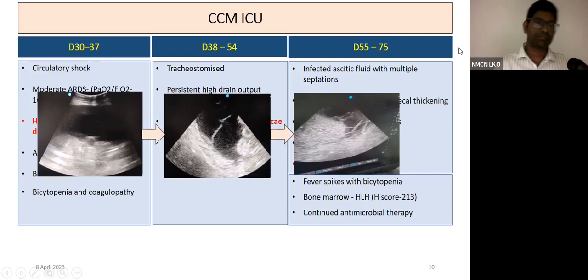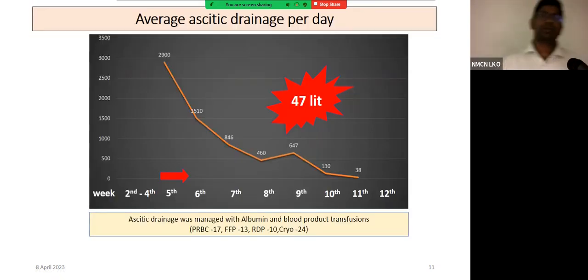Here you can see the ascitic fluid, massive ascites in the initial days of presentation, and gradually as the days progressed, there was an increase in the septations. If you see the average ascitic drainage throughout our hospital course, we couldn't know the exact amount of ascitic drainage during the private hospital stay, but during the ICU CCM stay, almost 2,900 ml per day was drained, which in the initial first week was hemorrhagic. Later it gradually decreased. The total amount of ascitic drainage was 47 liters during the CCM stay, which was managed with albumin and blood products, including 17 PRBC and 13 FFP.